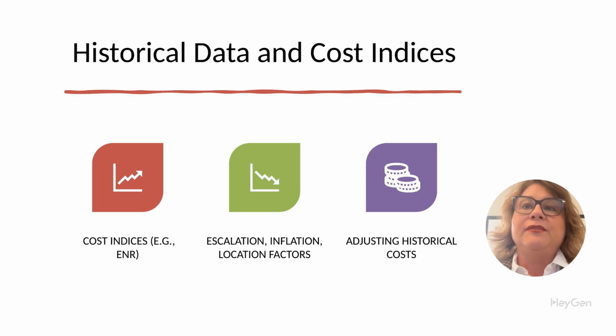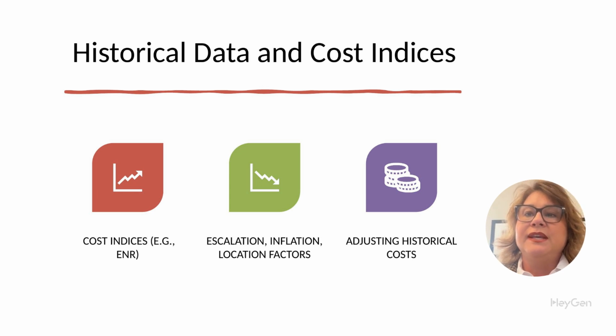2. Escalation, inflation, and location factors. Next, we adjust for escalation, inflation, and location. Escalation refers to expected future cost increases, often applied when pricing a job that will be built in a year or two. Inflation is the general rise in prices across the economy, often reflected in indices like ENR or RS Means. Location factors adjust national average costs to reflect regional differences.